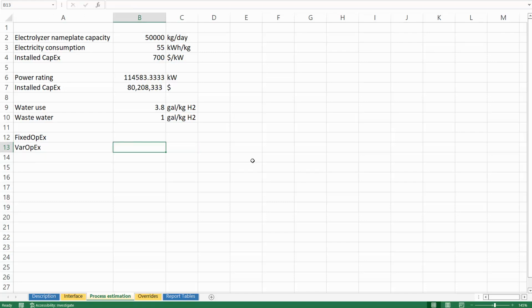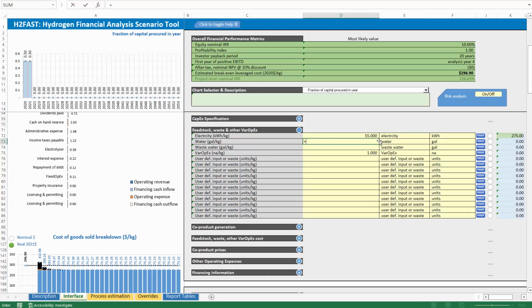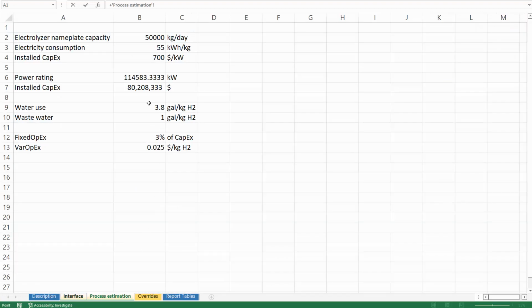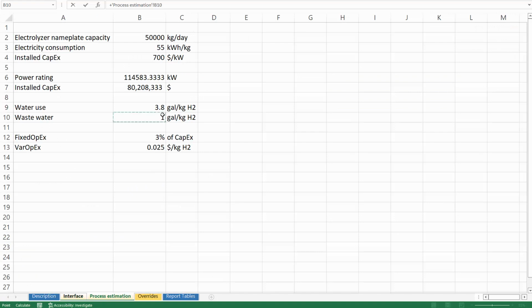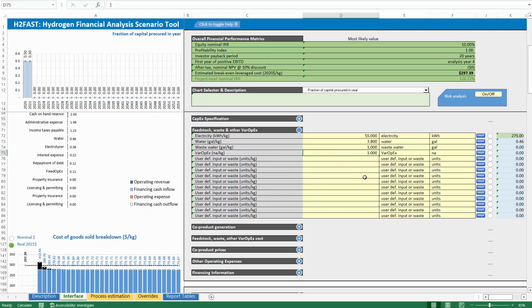Let's say for variable Opex, we have 2.5 cents per kilogram hydrogen, and in our process model, we'll have an estimate of 3% of capex. So let's populate those in the model. So for water usage, we'll say that physically we use 3.8 gallons of water. So you'll see that the units of the header are reflective of what we just specified. So water gallons per kilogram of hydrogen. Wastewater that we generate is going to be 1 gallon per kilogram of hydrogen, and that will complete our variable feedstock, waste, and variable Opex.